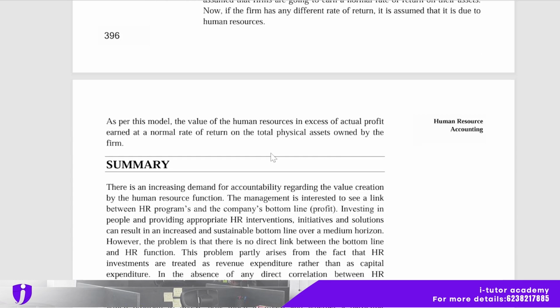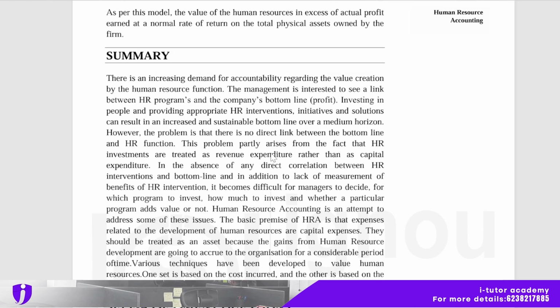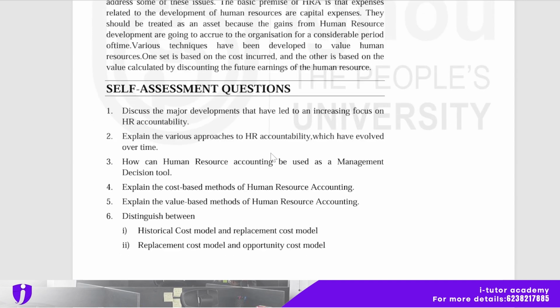So this is the chapter, and the summary of this chapter is also here. There is an increasing demand for accountability regarding the value creation by the human resource function. The management is interested to see a link between HR programs and the company's bottom line. Investing in people and providing appropriate HR interventions, initiatives, and solutions can result in an increased and sustainable bottom line over a medium horizon. And self-assessment questions are also based on this chapter.